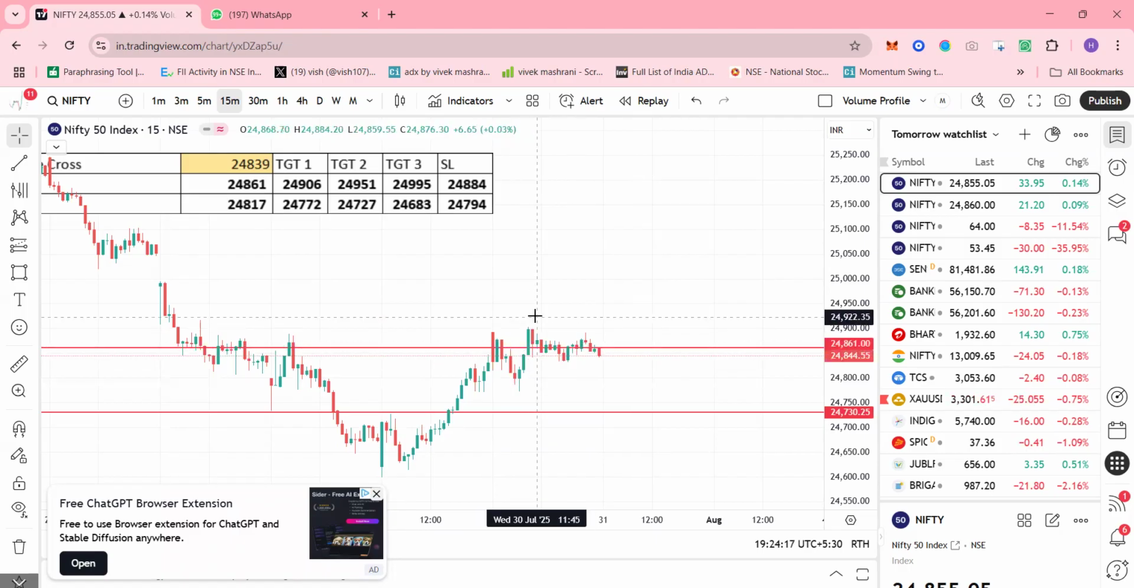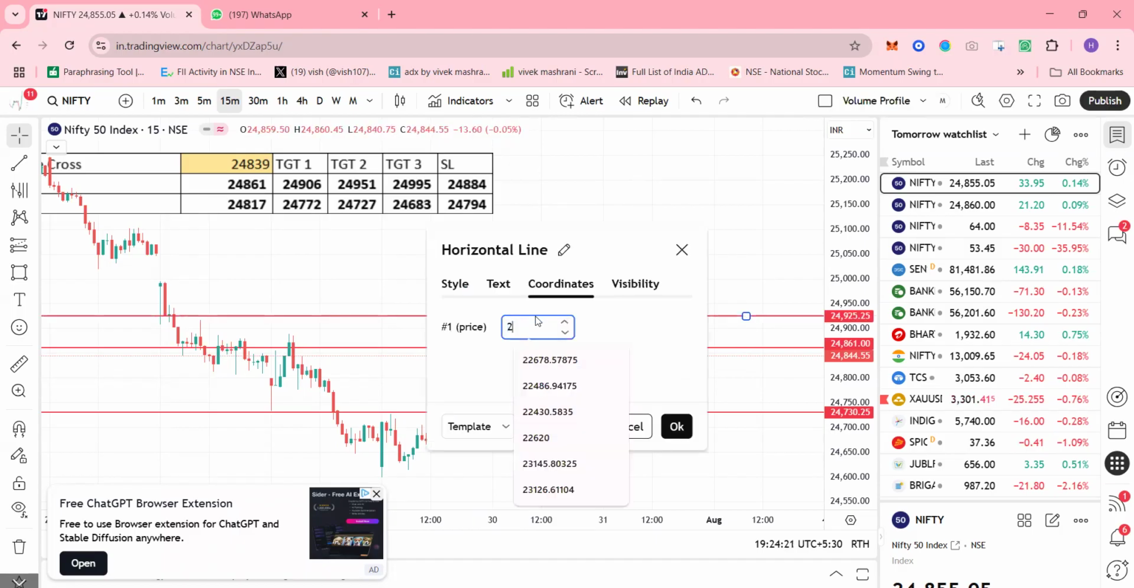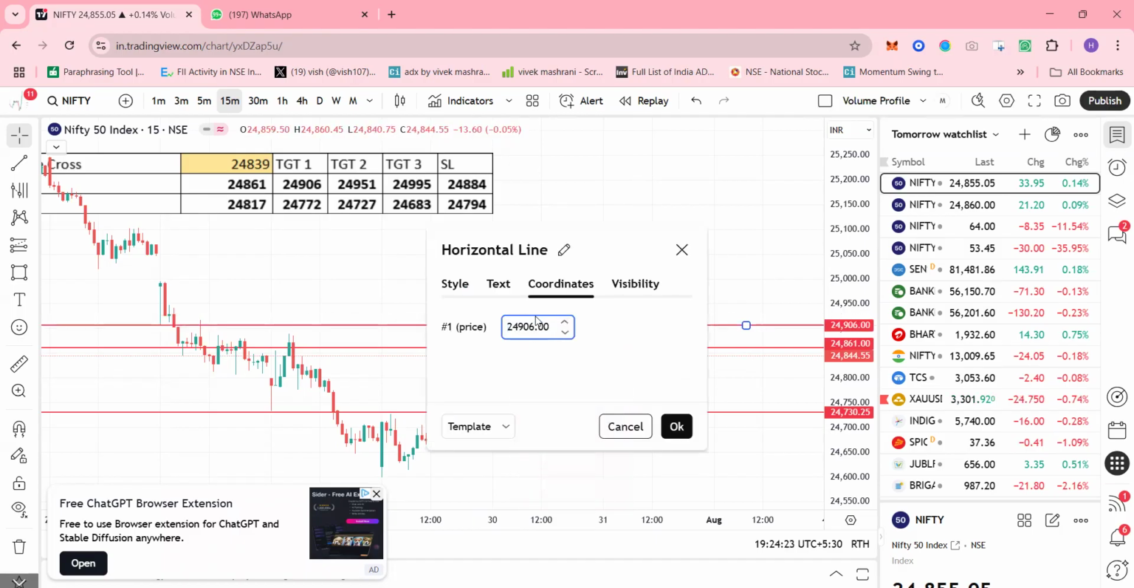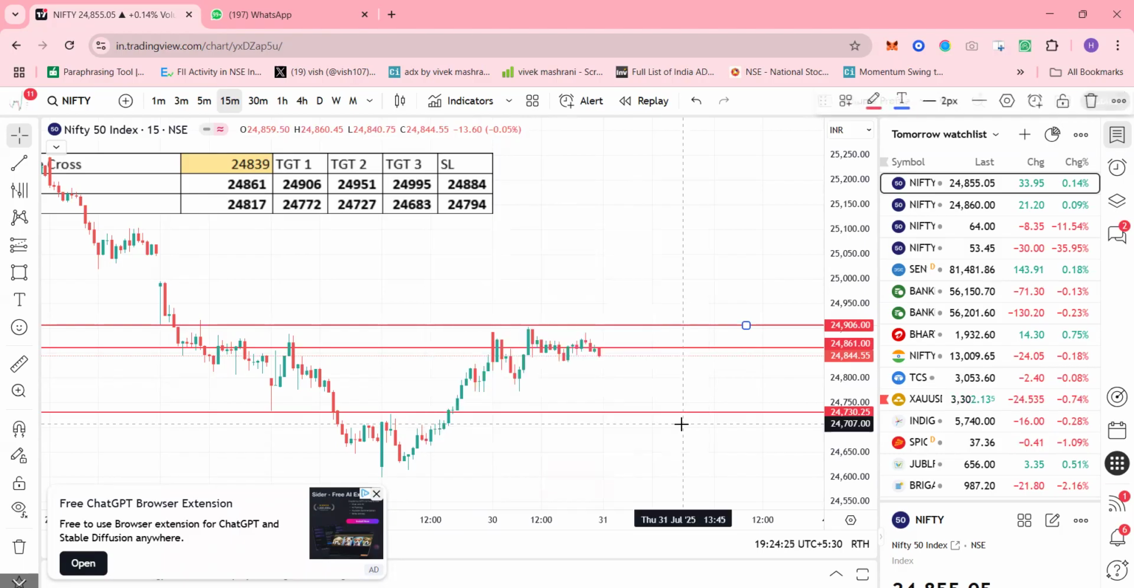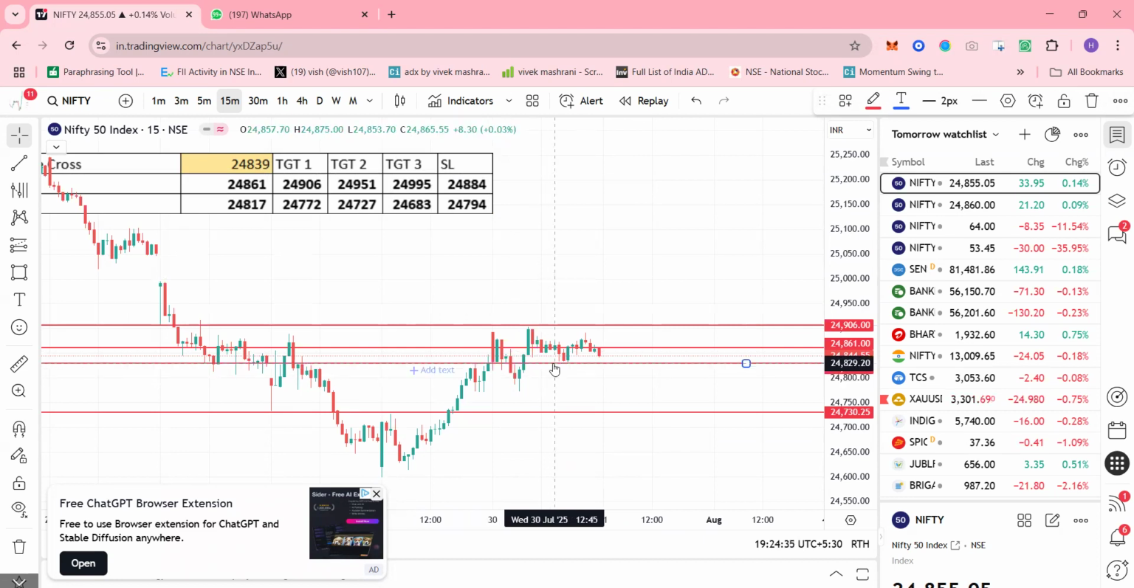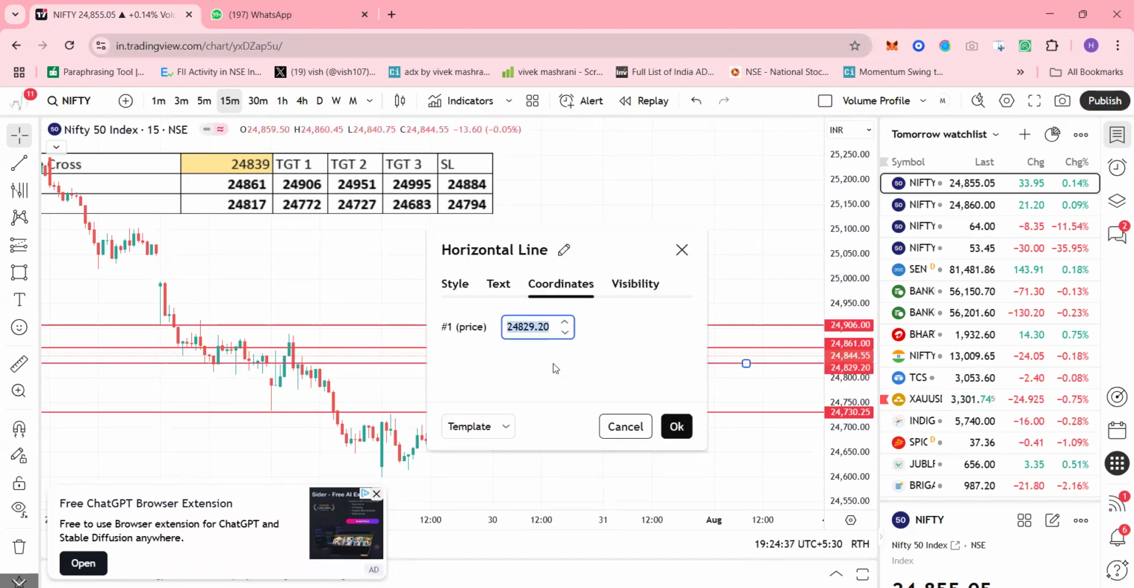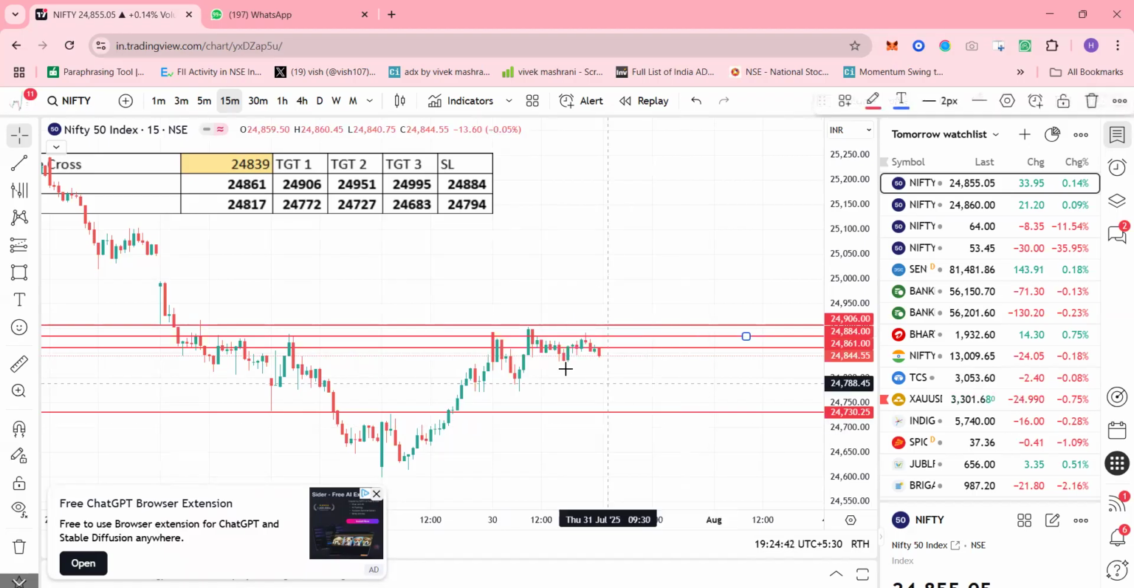What was the first target? 24,906. Did it hit the target? Yes, almost hit the target and immediately reversed. So what was the stop loss for this? 24,884. It did hit the stop loss after that.